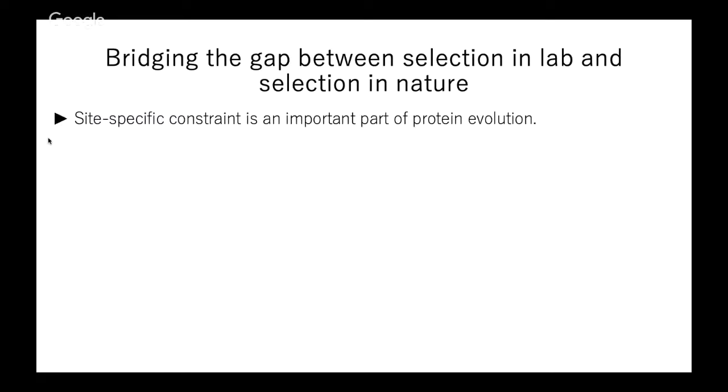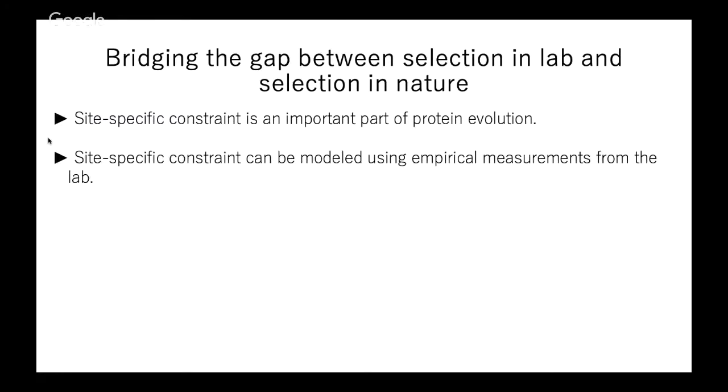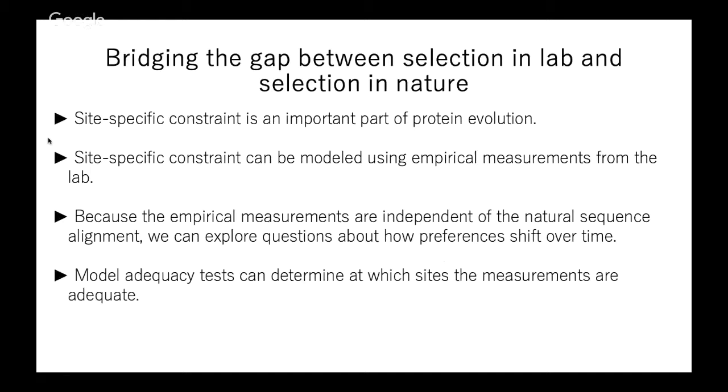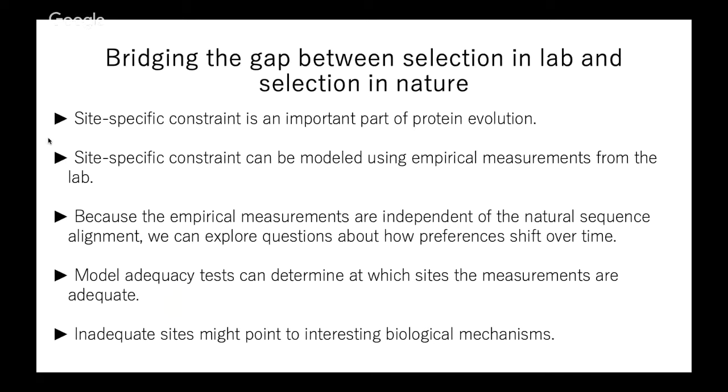So overall, site-specific constraint is an important part of protein evolution. I hope that I've been able to show that we can actually model a lot of this site-specific constraint using empirical measurements from the lab. And that because these empirical measurements are independent of our natural sequence alignment, we can explore questions about how these preferences shift over time. And in the future, using model adequacy tests can help us determine which of our lab measurements are adequate describing this evolution, and that inadequate sites might point to some interesting biological mechanisms.